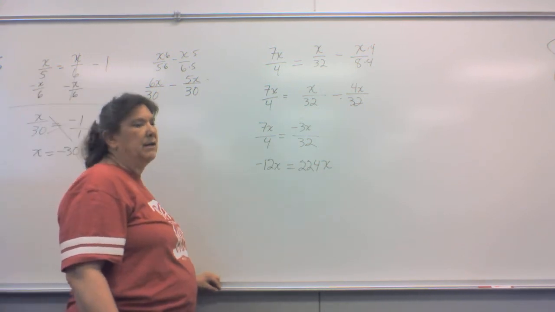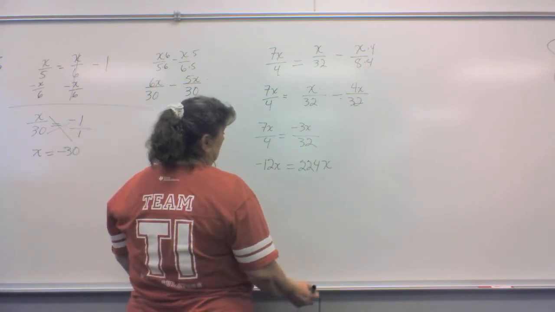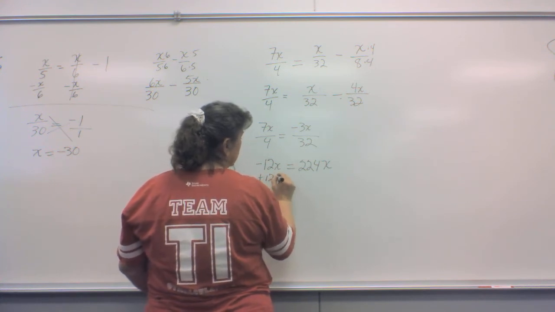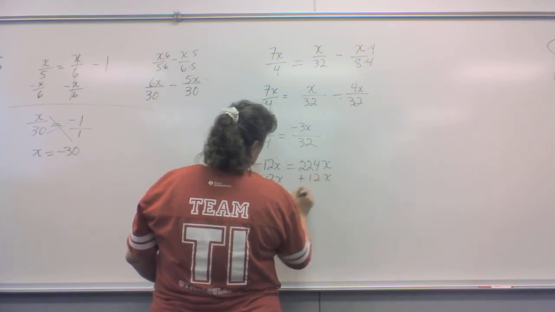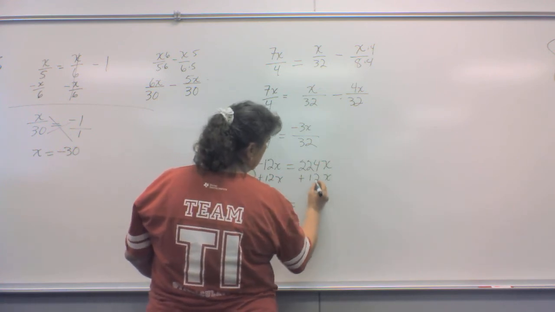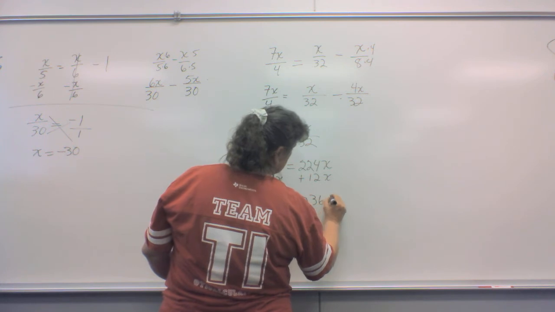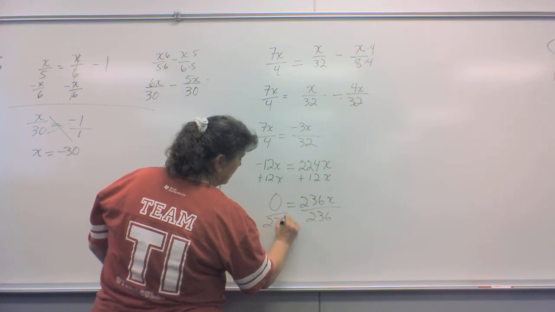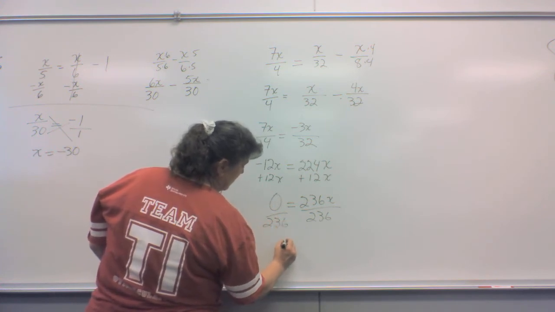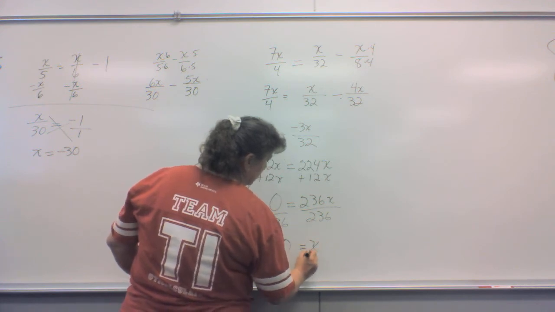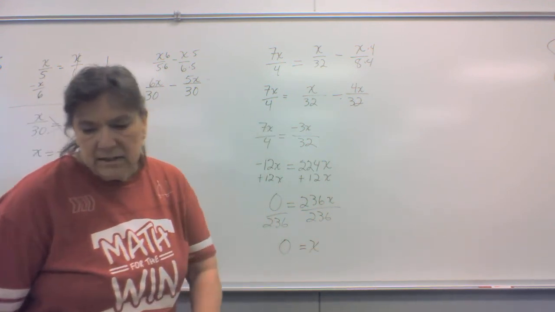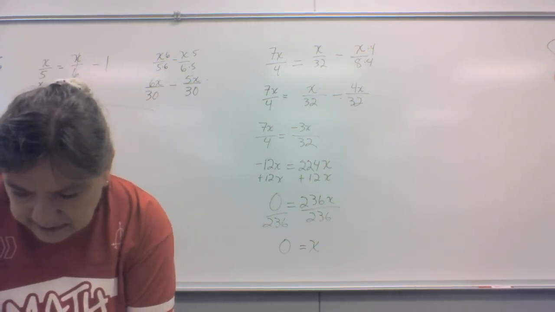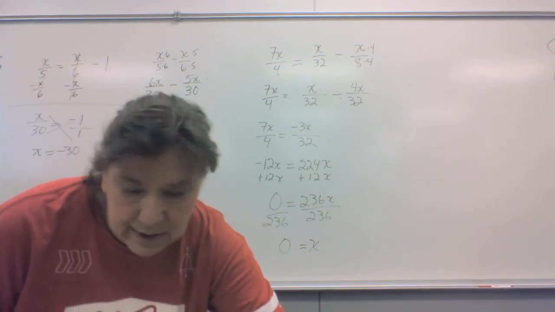So what's going to happen here? Well, I can go ahead and get it all on one side, and so if I add 12x over here, I'm going to end up with 0 is equal to 236x. Divide by 236. 0 divided by 236 is 0, so 0 is equal to x. So that's another type of example that we have on this. Let's look at some more examples.